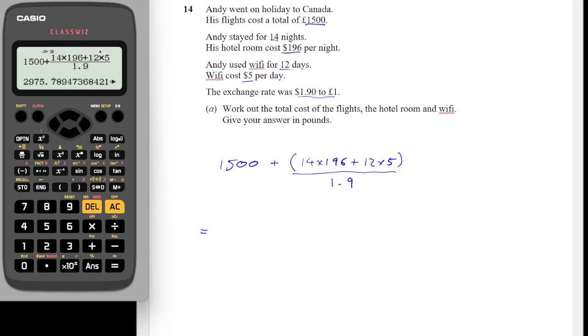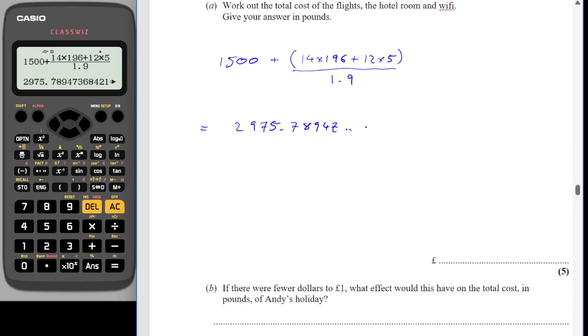So we're looking at £2,975.78947... So if we want it giving your answer in pounds, so I'm going to say £2,975.79.